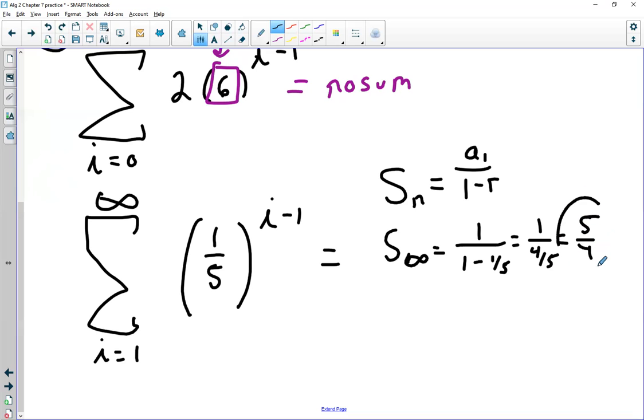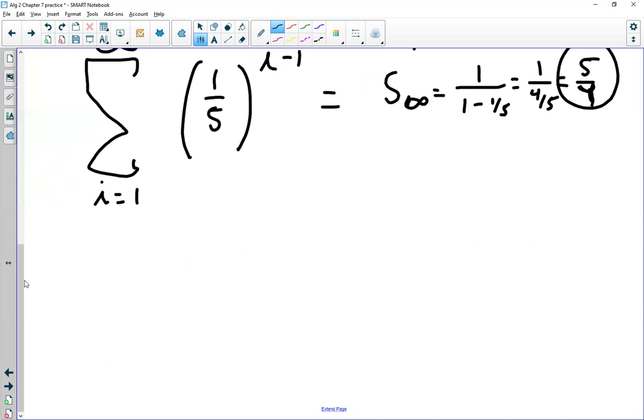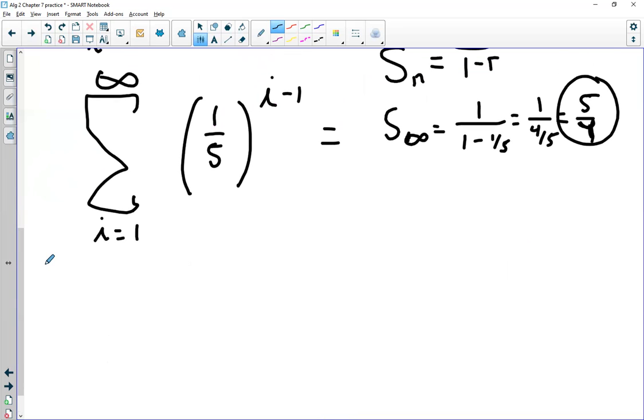Wait, so the A1 is 1? The A1 is 1 in this case, yes. Again, if you're not sure what your A1 is, plug in 1. Okay. So everything, let me check my. For when you see infinity on top, it's S infinity.